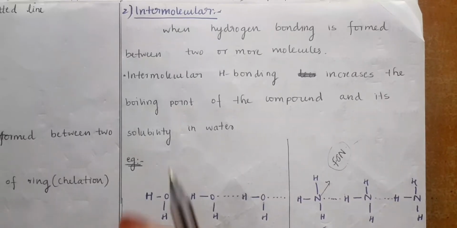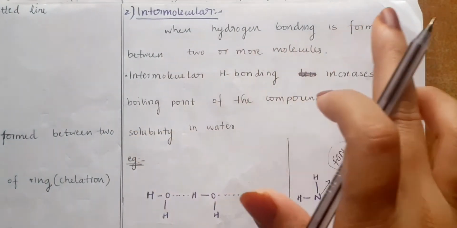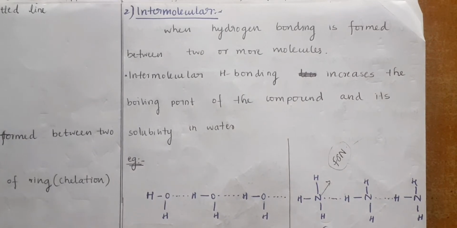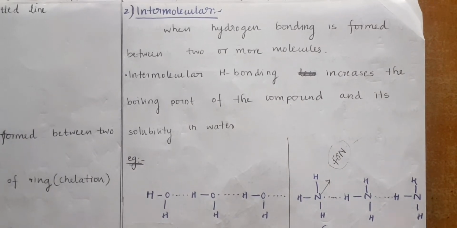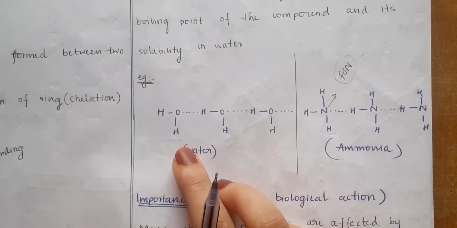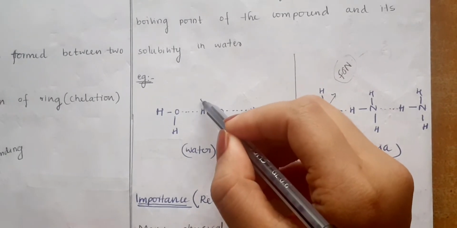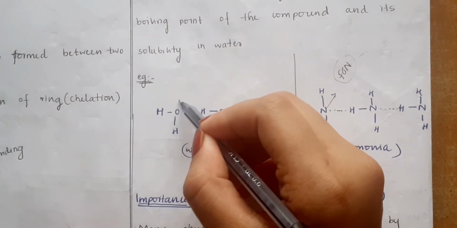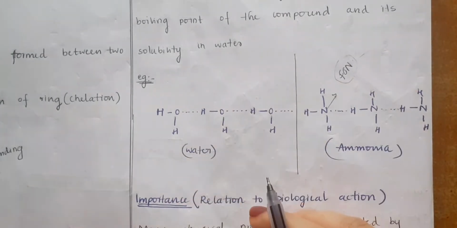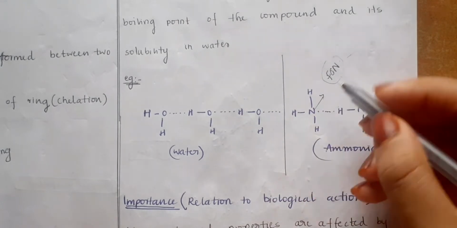Let us move to intermolecular hydrogen bonding. When hydrogen bonding is formed between two or more molecules, then it is called intermolecular hydrogen bonding. For example, see here, it contains two or more molecules. Here oxygen is partially negative and hydrogen is partially positive. Bond formation takes place. The same in the case of ammonia also, a bond takes place.